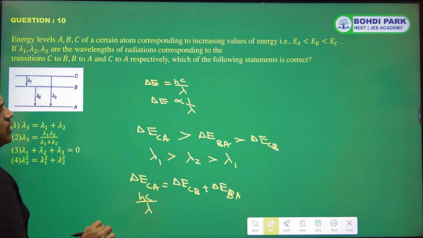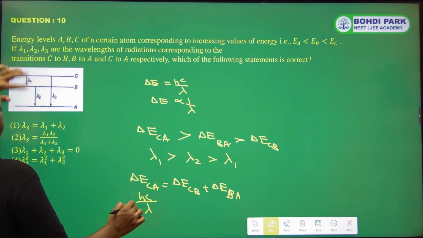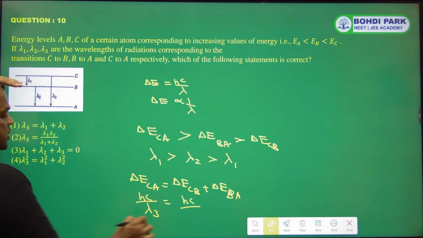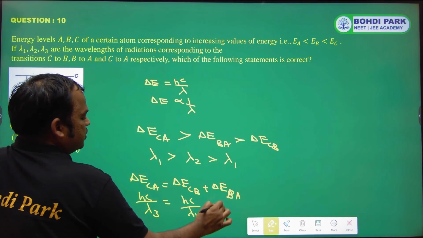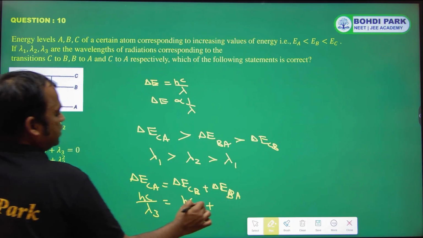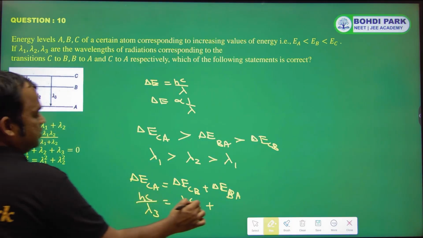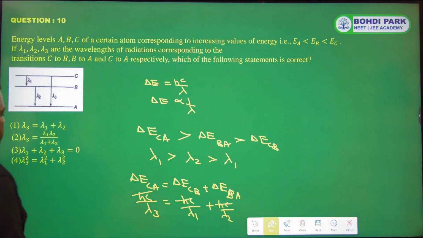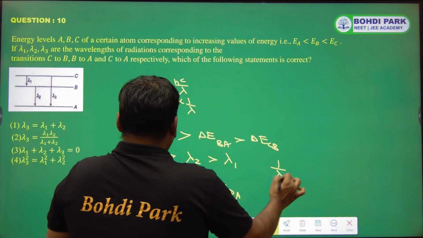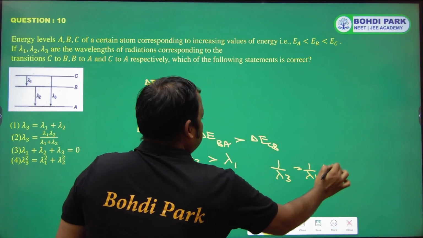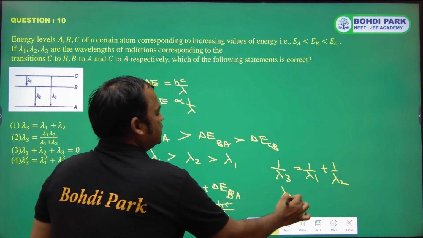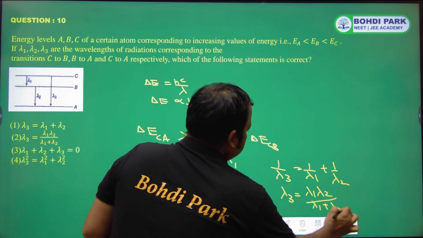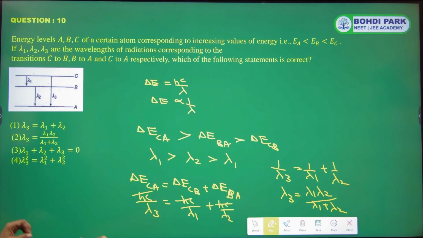So hc by lambda for C to A, which is lambda 3, is equal to hc by lambda 1 for C to B, plus delta E for B to A, which is hc by lambda 2. So we get the relation 1 by lambda 3 is equal to 1 by lambda 1 plus 1 by lambda 2, or lambda 3 is equal to lambda 1 lambda 2 by lambda 1 plus lambda 2. So that is the answer.